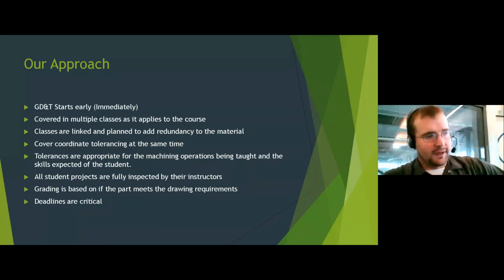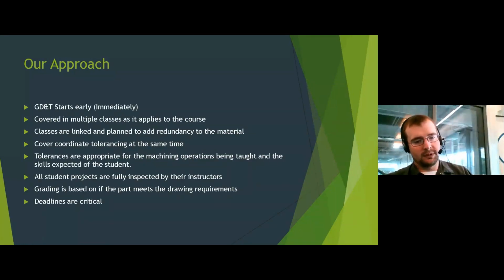So what we found, and we implemented this in the last 2 years or so, GD&T starts early. It used to be, well, here's coordinate tolerancing, you work with that for a while. And then this geometric tolerancing comes in and, well, why are we doing this? Why don't you just do plus or minus 5? All these types of issues we've had.